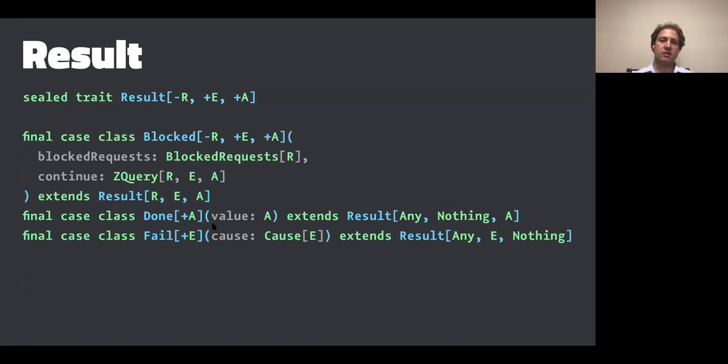So again, we have this done constructor, which is just going to give us a value. We have this fail constructor, which is going to fail with a cause, which if you're familiar with ZIO, is just a data type that lets us describe potentially multiple errors if we have something that fails for more than one reason, because say we did two things in parallel and both of them failed. And then finally, we have this block constructor here that's going to have a set of requests to data sources that we need to execute. And once they're done, is going to have a continuation that's another ZQuery that will eventually return us that A.